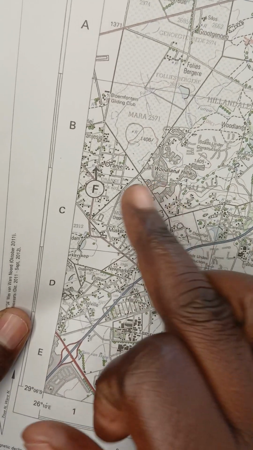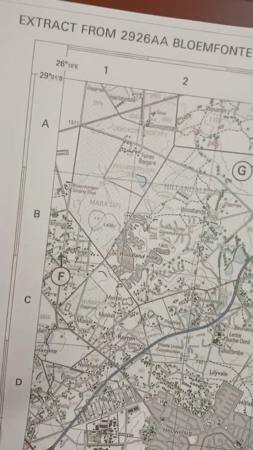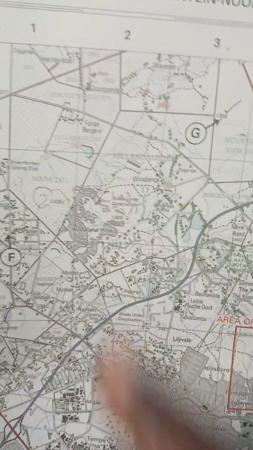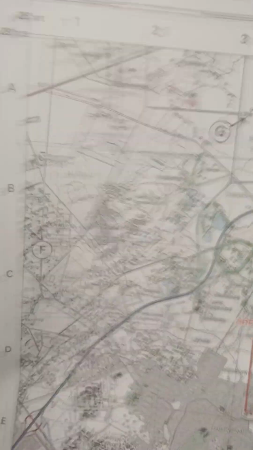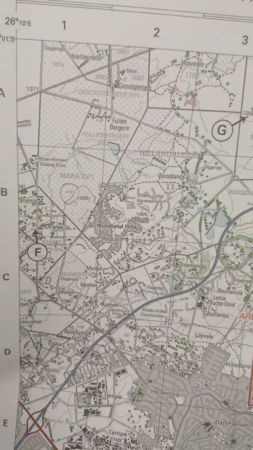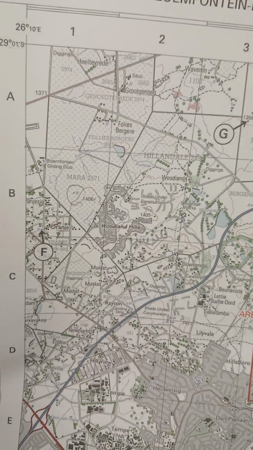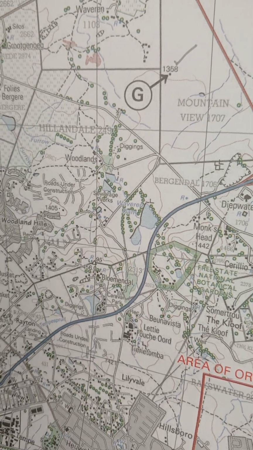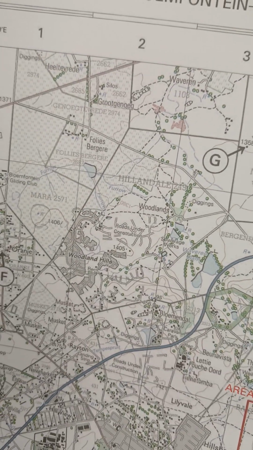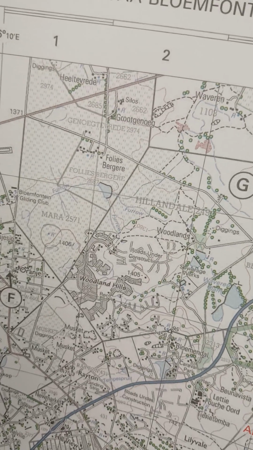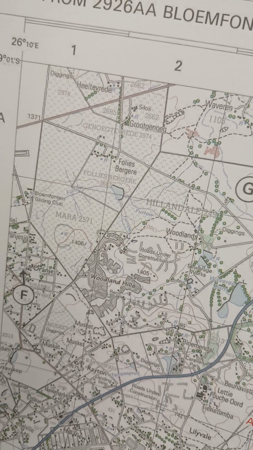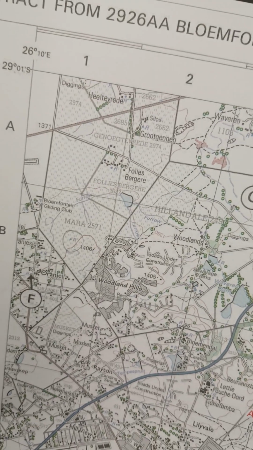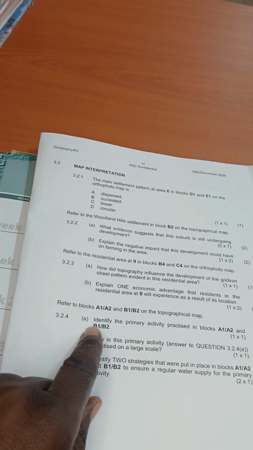It's close to the transport networks. You look at the roads that are around. You can also talk about the slope being gentle, it's flat. You can see the contours, they are spaced out. Fertile soil, arable land. What else? There is availability of storage, the silos. These are some of the reasons why it is practiced on a large scale. So we have talked about the water supply, availability of large tracts of land, access to market, closeness to transport networks, the gentle slope, and the fertile soil, among other reasons. So that's how you answer question 3.2.4.